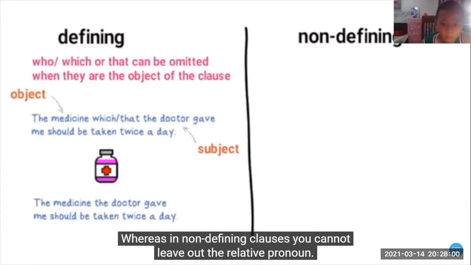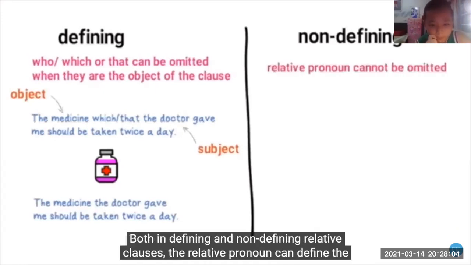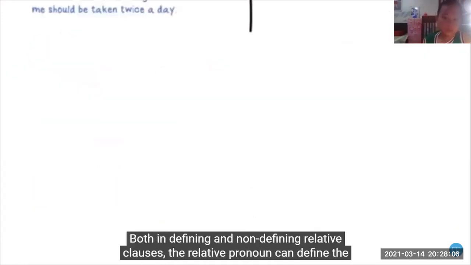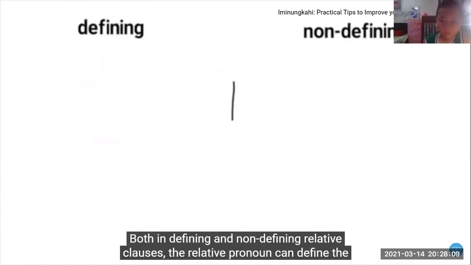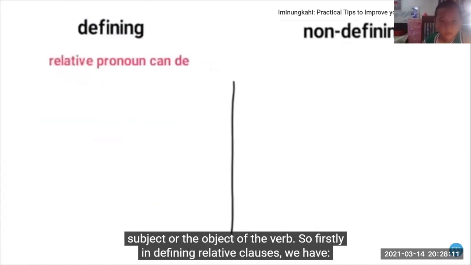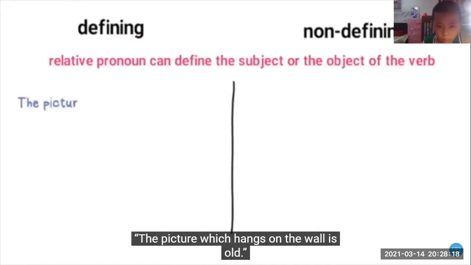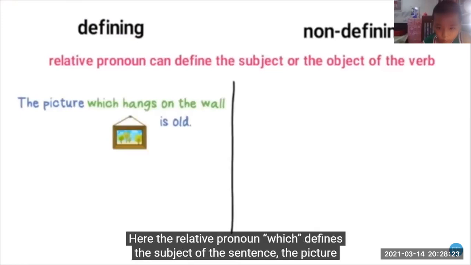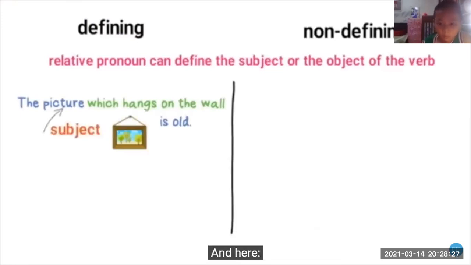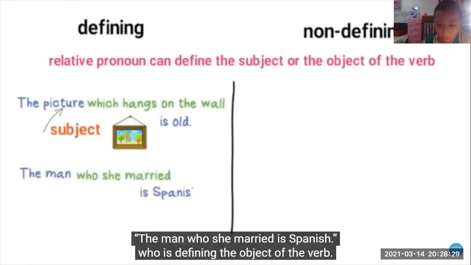Whereas in non-defining clauses, you cannot leave out the relative pronoun. Both in defining and non-defining relative clauses, the relative pronoun can define the subject or the object of the verb. So firstly, in defining relative clauses, we have, the picture which hangs on the wall is old. Here, the relative pronoun which describes the subject of the sentence, the picture. And here, the man who she married is Spanish, who is defining the object of the verb.